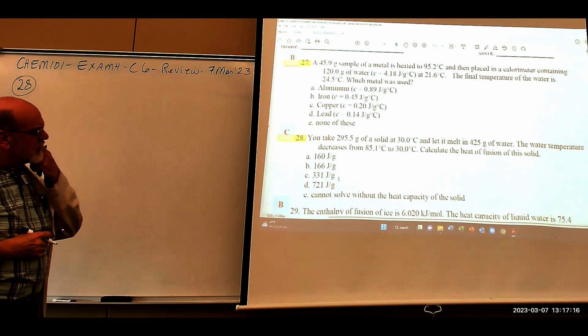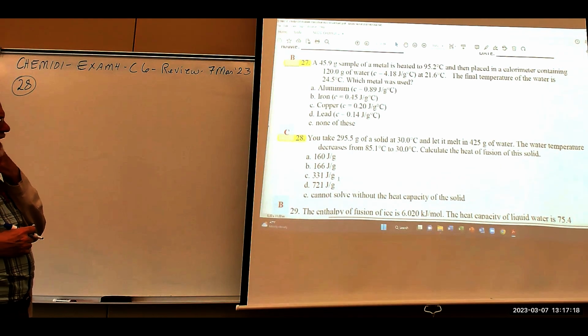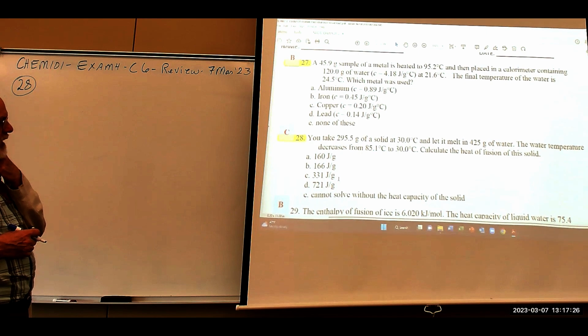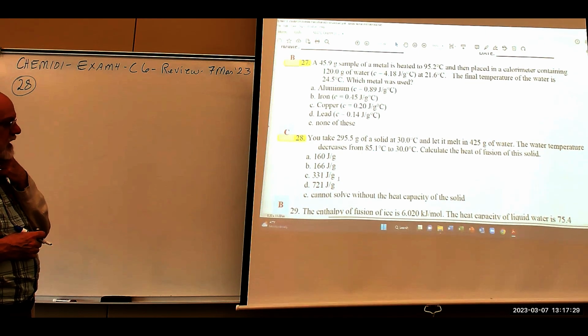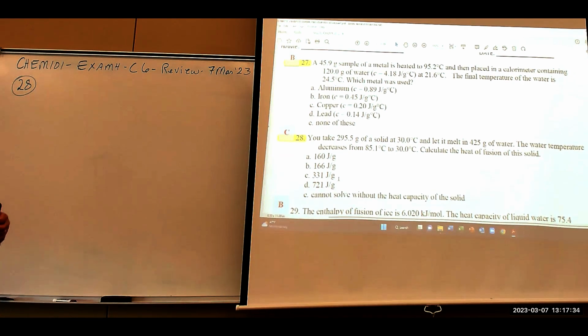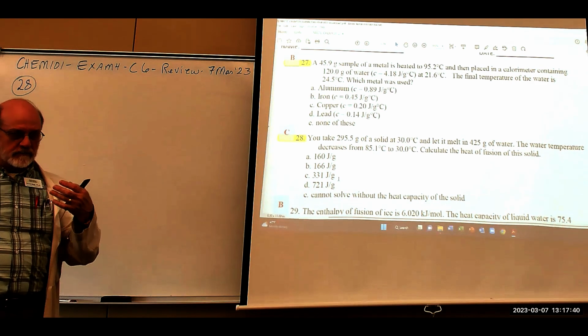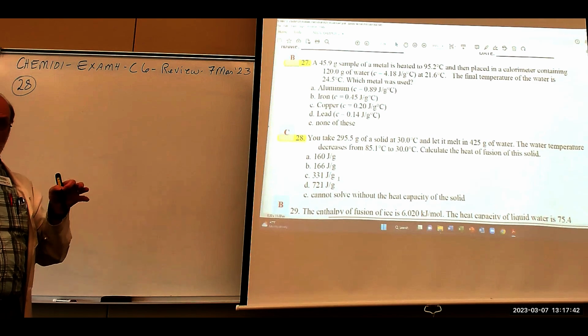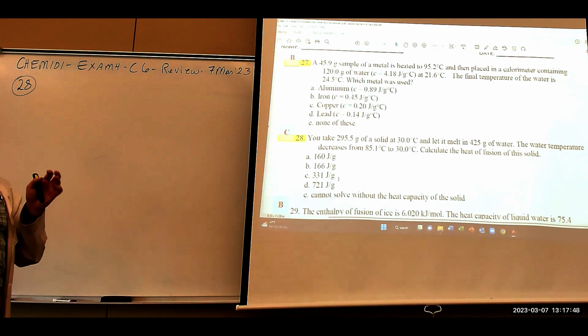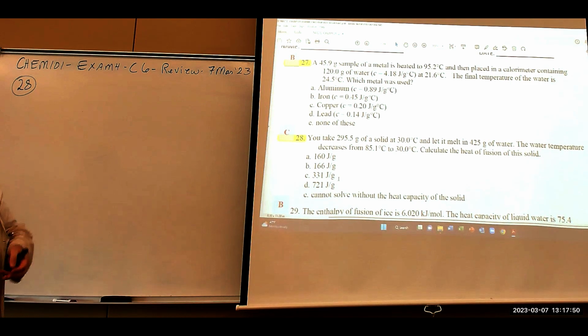So you take 295.5 grams of a solid at 30 degrees and let it melt in 425 grams of water. The water temperature decreases from 85.1 to 30. Calculate the heat of fusion of this solid. Okay, what we're assuming is the heat of fusion is the amount of heat it takes in joules for the phase change to occur of a certain mass. And it's not a change in temperature. It happens at a constant temperature. So they're making that point here.